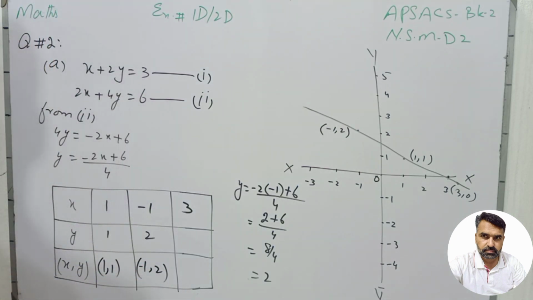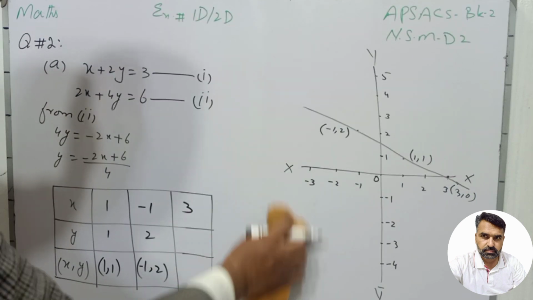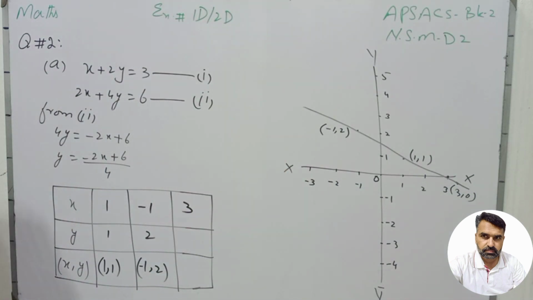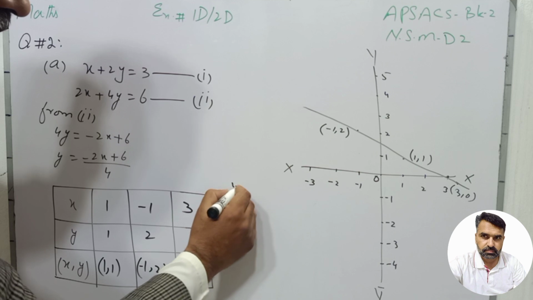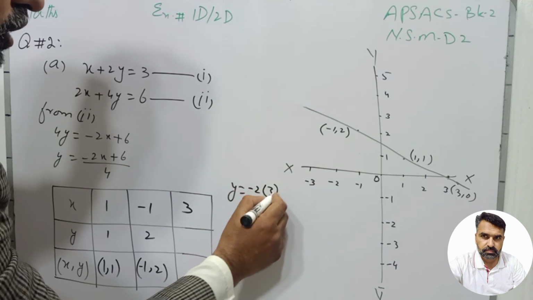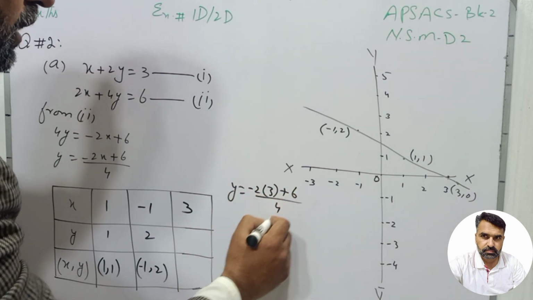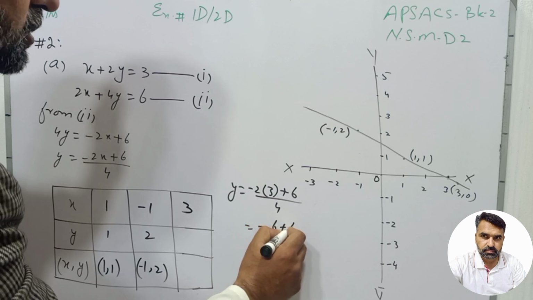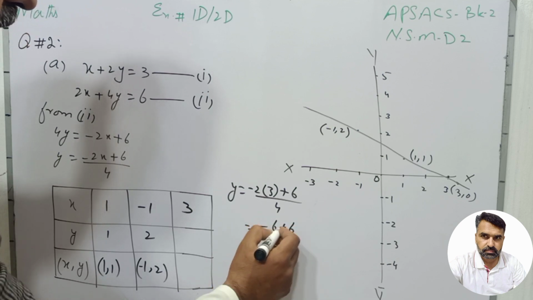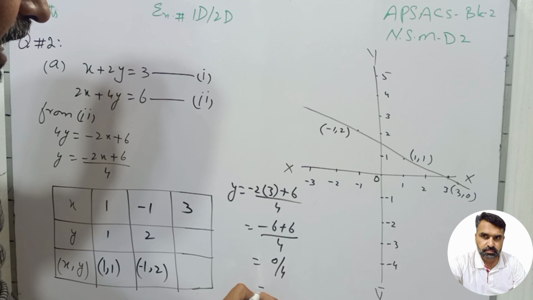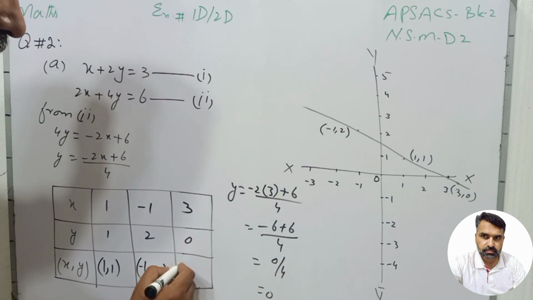And at the third number, we will take x as 3 and find the y coordinate, and it will become, students, y is equal to (-2 into 3) plus 6 over 4. Minus 6 plus 6 over 4. Minus 6 plus 6 means 0 over 4, and the y coordinate is 0. So the ordered pair is (3, 0).